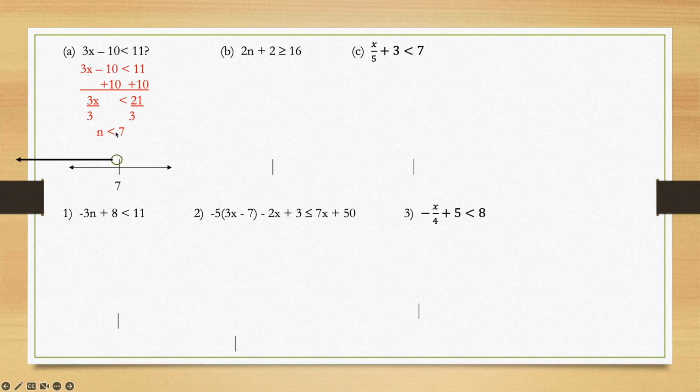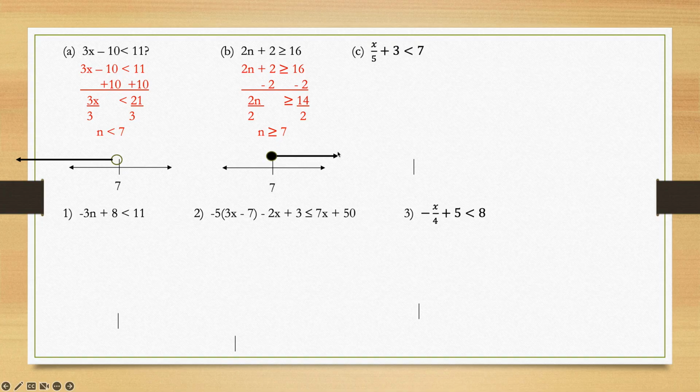Okay, let's try letter B. Go ahead. Okay, subtracting 2. 2n is greater than or equal to 14. Dividing by 2, n is greater than or equal to 7. And since it's greater than or equal to, I fill in the circle, arrow to the right.